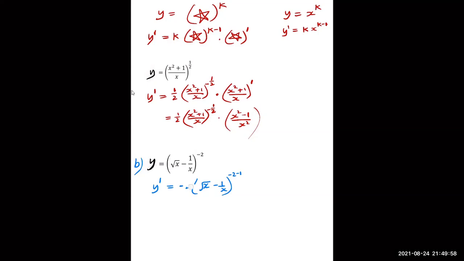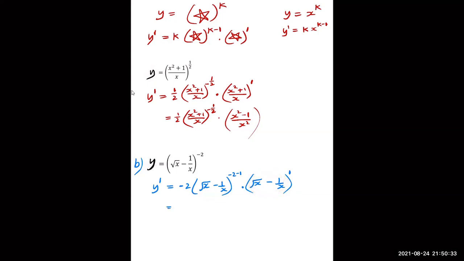So I got minus 2 times star to the power k minus 1, where this minus 2 comes to the front, times the derivative of my star. The derivative of my star is the derivative of square root of x minus 1 over x. I need to calculate the derivative of that. That's a different story, but this whole thing is y prime. Now let's calculate the derivative of this one to complete the problem.